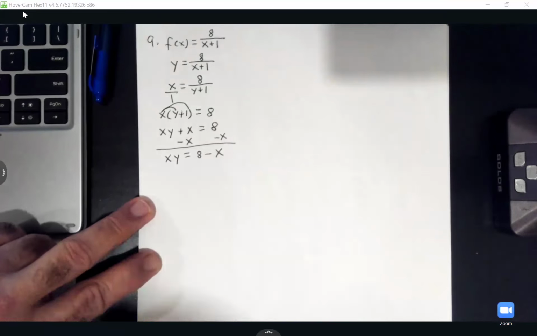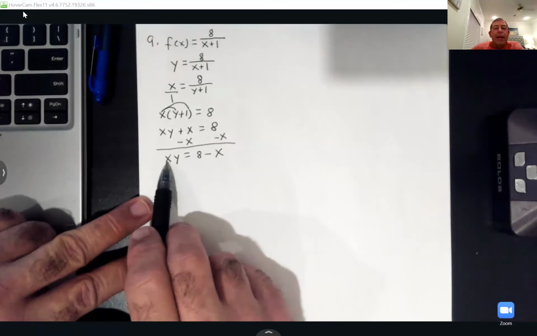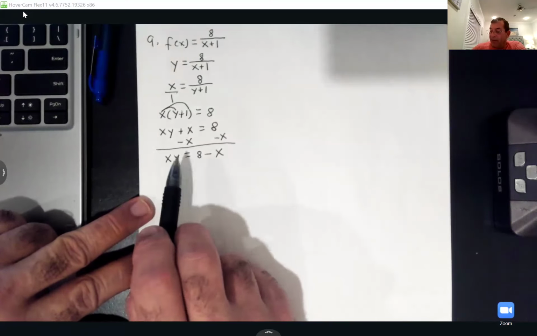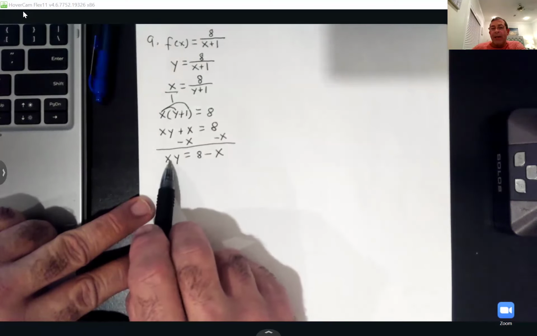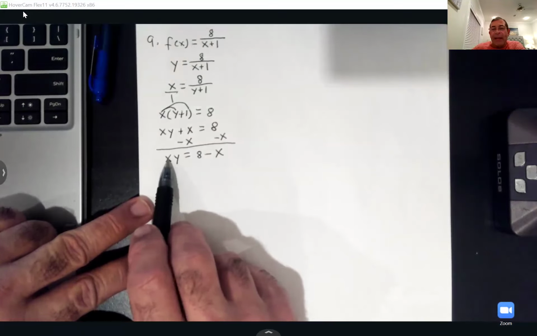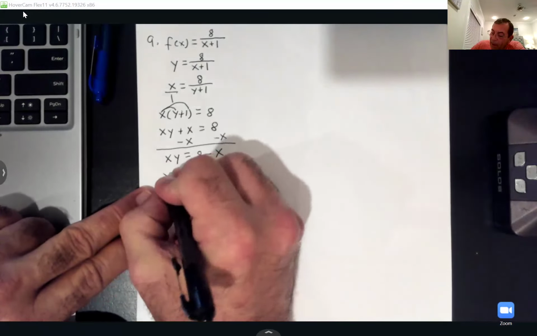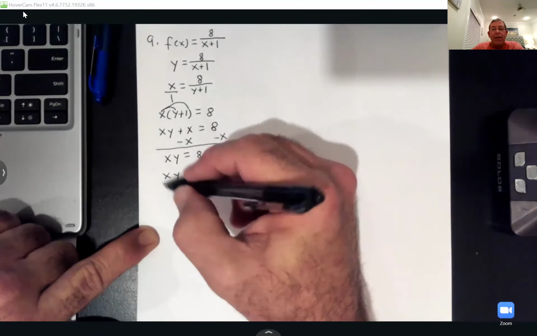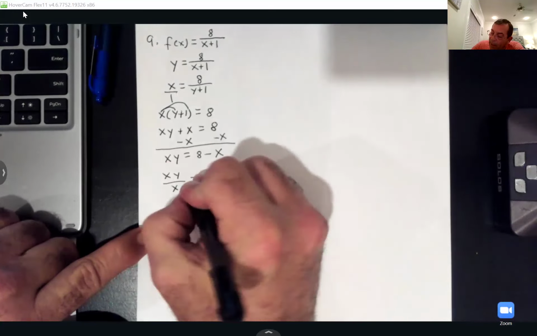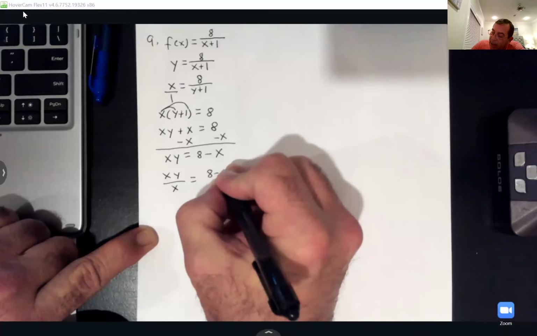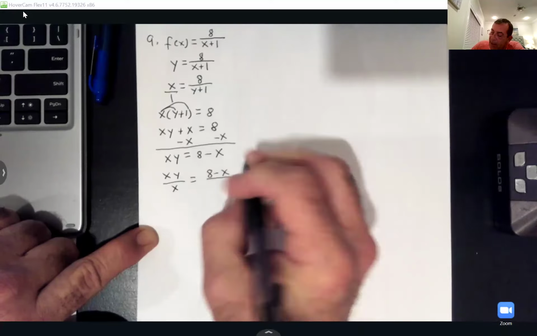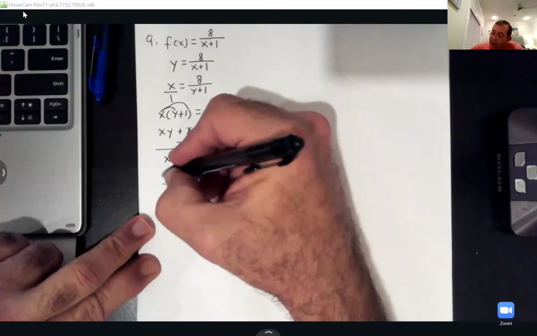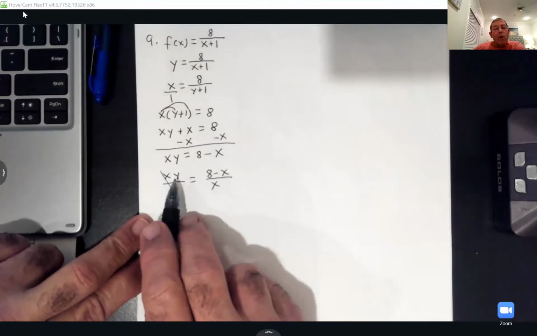All right. You got an x times a y here. You want this to be a y by itself. So since the x is being multiplied here, we got to divide both sides by that x. Because see, these x's will cancel just like a number and give me 1y. But that means over here, 8 minus x has to be divided by my x. So right here, that cancels, giving me a 1y.